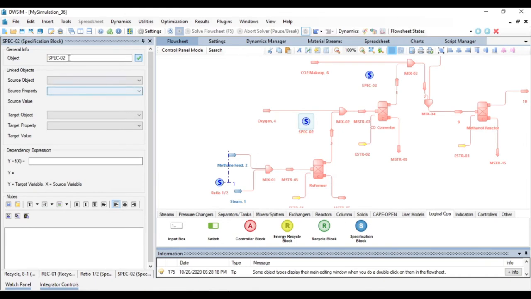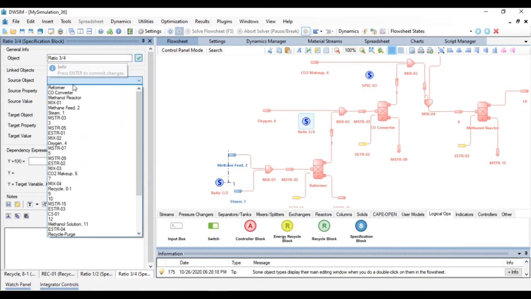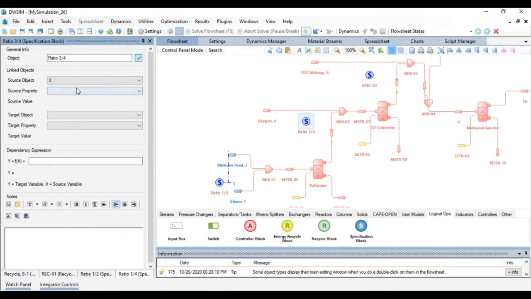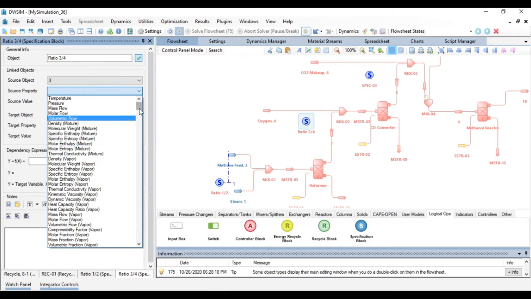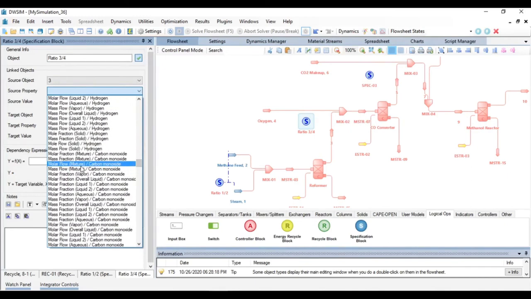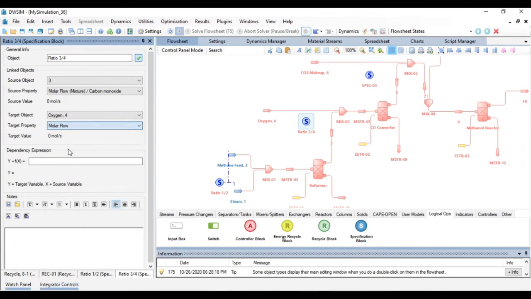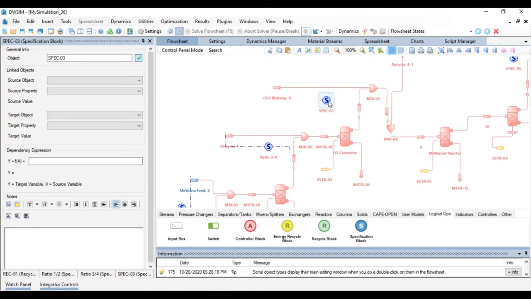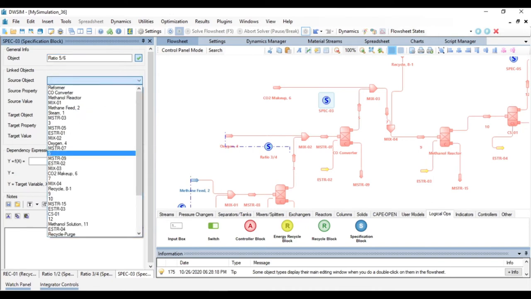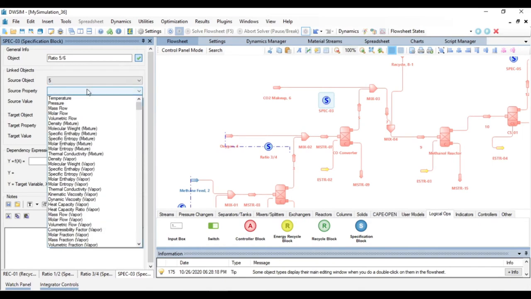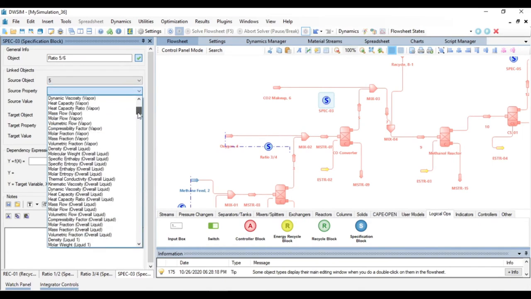So in the second specification block, this is the ratio of stream 3 and 4. The source object here is the stream 3. The property here is the molar flow of the carbon monoxide. There you go. Target object is the oxygen 4. Then the target property is the molar flow. Then we'll define the expression later. The name of the object here is the ratio of 5 and 6. So the source here is stream 5, and the molar flow of the hydrogen.